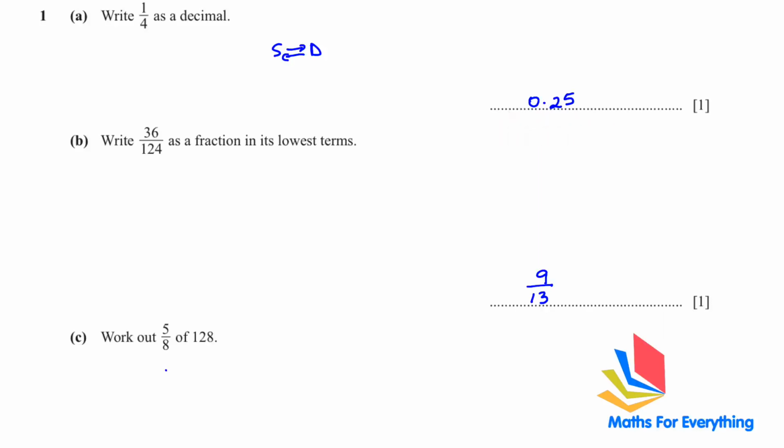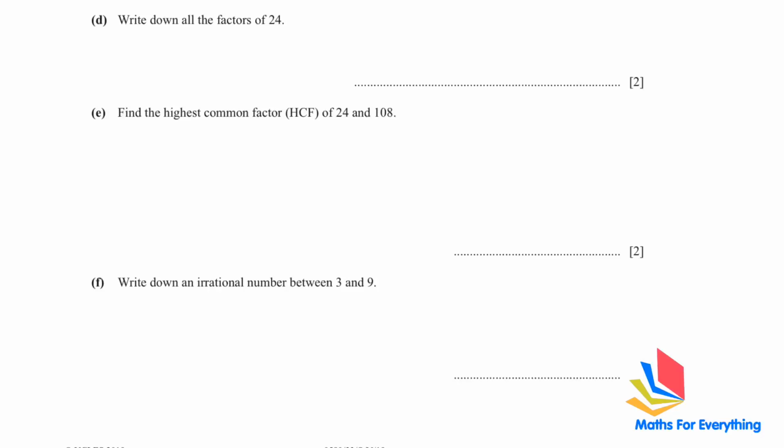Next, write 5/8 of 128. Again, using the calculator, we get the answer 80. Part D, write down all the factors of 24. So factors of 24: 1 times 24 is 24, 2 times 12, 3 times 8, and 4 times 6. We have to write from small to big: 1, 2, 3, 4, 6, 8, 12, and 24.